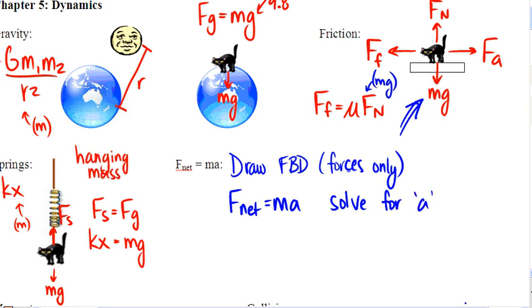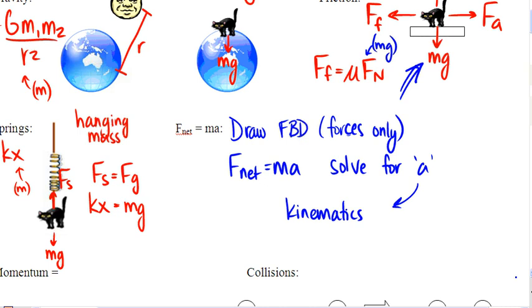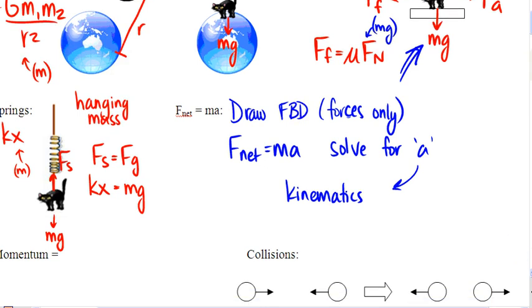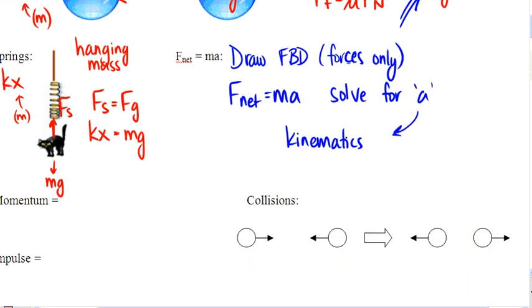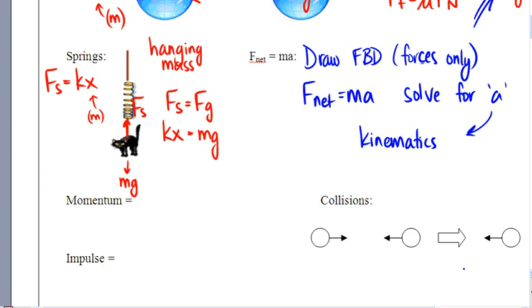And then once we have the acceleration, we would just jump into some kinematics, which would mean doing a VIF-DAT list, and maybe you're solving for a time or a final velocity or something like that. So that's chapter 5, very quick in a nutshell version.